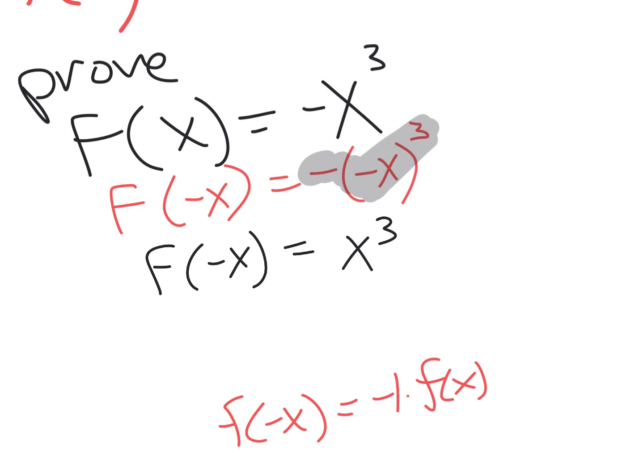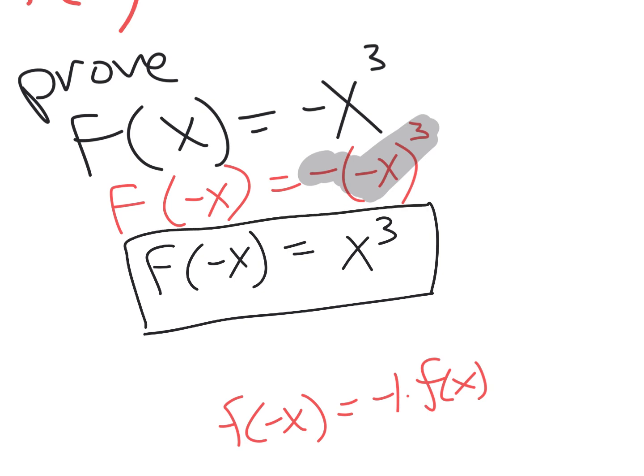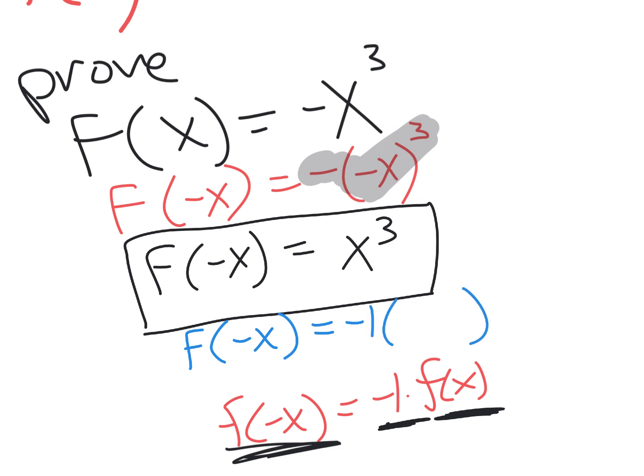Now this is critical. You might look at this and think you could stop right there. You cannot. You know why? Because you haven't proved that f of negative x came out to negative 1 times f of x. Remember me saying you needed to factor out a negative? So I'm going to factor out a negative from that, and I'd have negative x to the third.